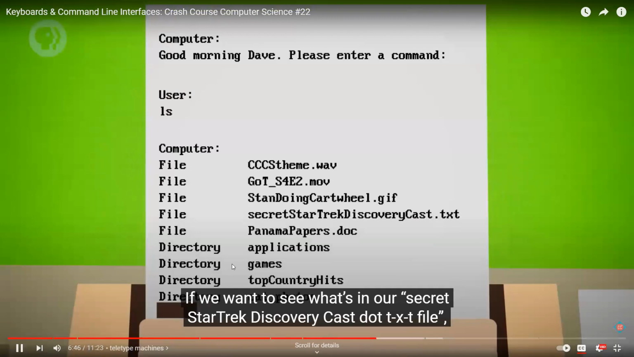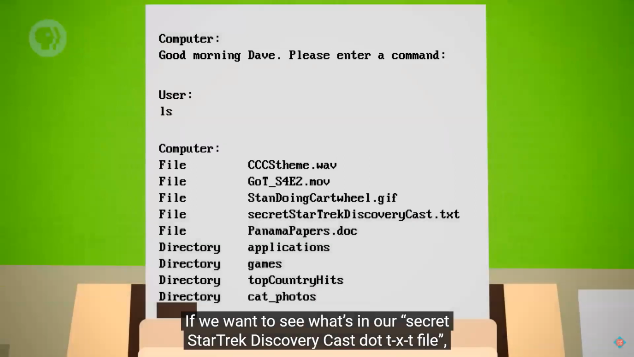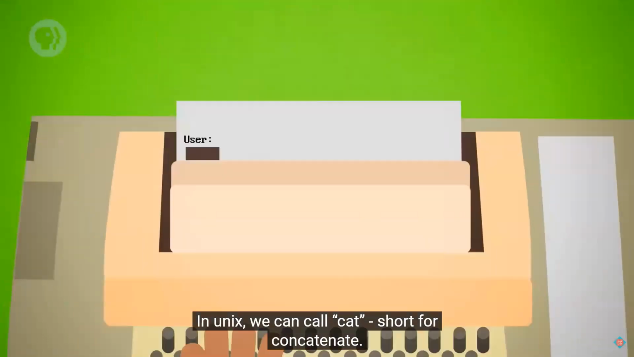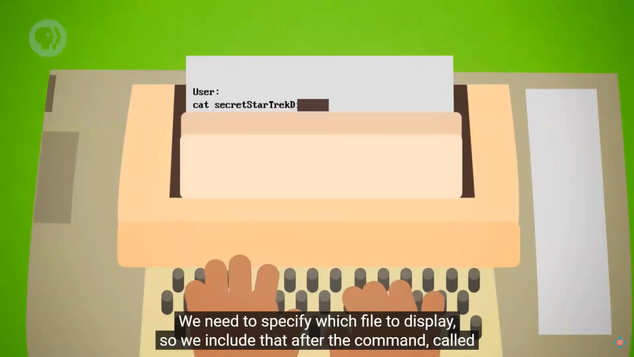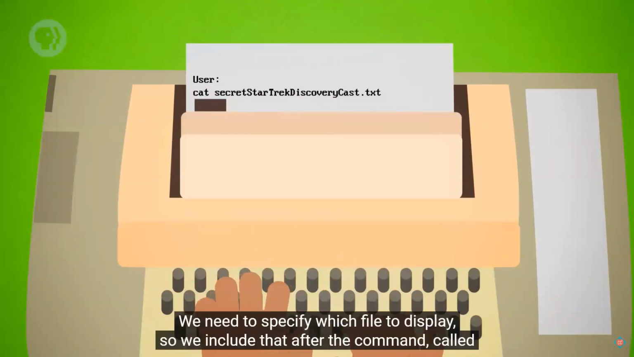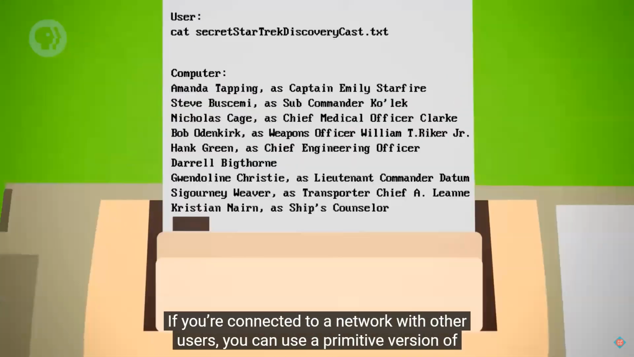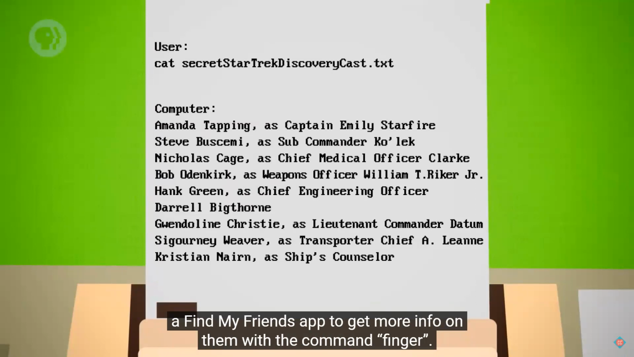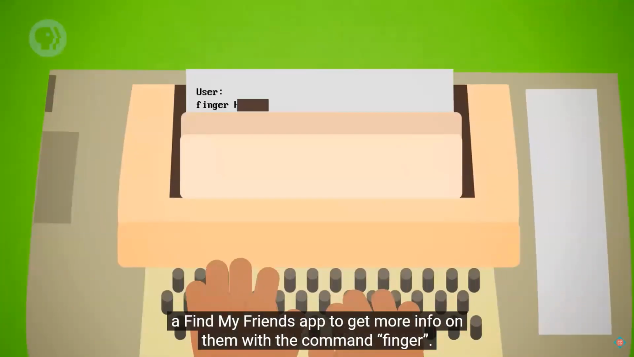In our secret Star Trek Discovery cast.txt file, we use yet another command to display the content. In Unix, we can call cat, short for concatenate. We need to specify which file to display, so we include that after the command, called an argument. If you're connected to a network with other users, you can use a primitive version of a Find My Friends app to get more info on them with the command finger.